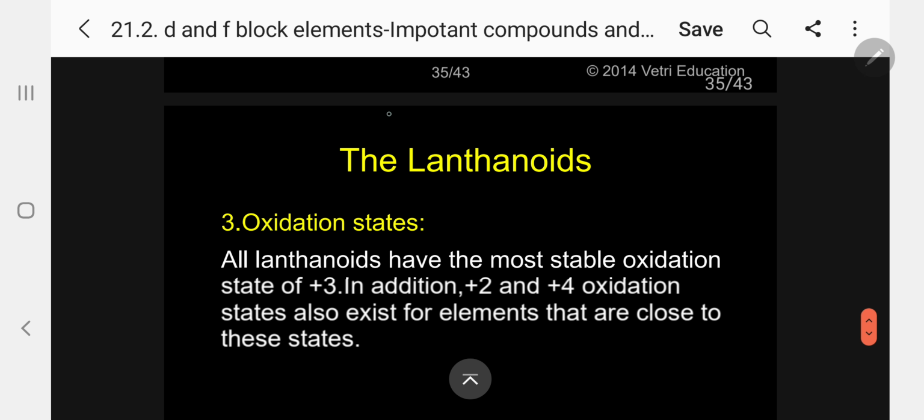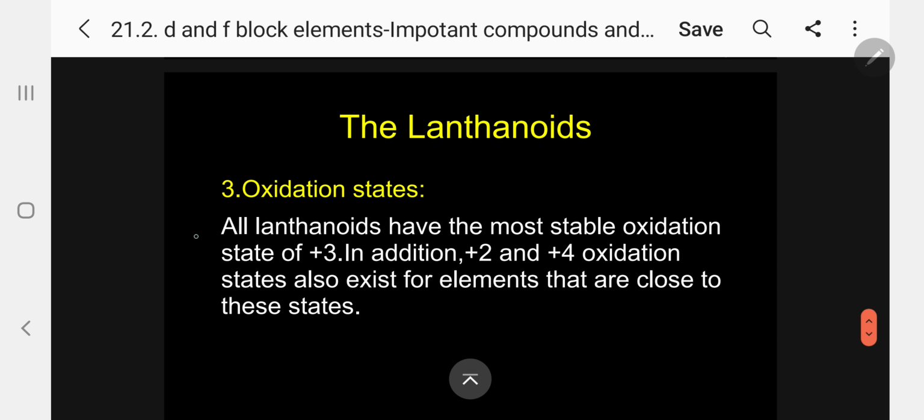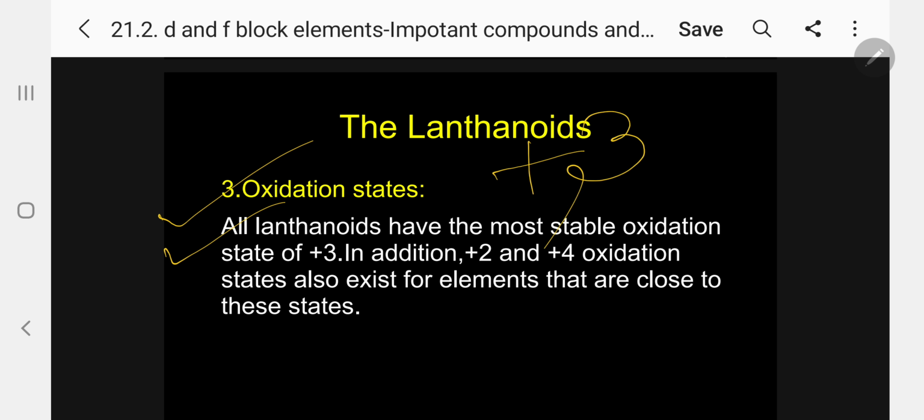Please follow. Oxidation state is very, very important. All the lanthanoids have the most stable oxidation state of +3. Please follow, +3 is the most stable oxidation state. But additionally, +2 and +4 are also available. So, in addition, +2 and +4 oxidation states also exist for some elements that are close to these states. Please follow.